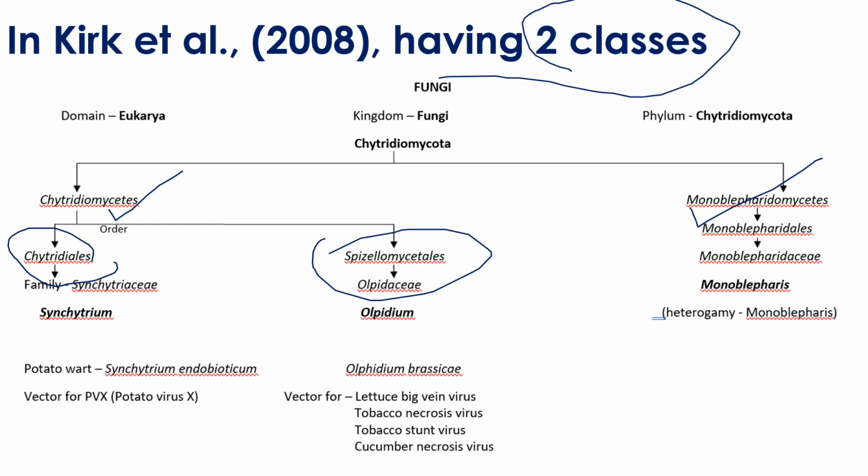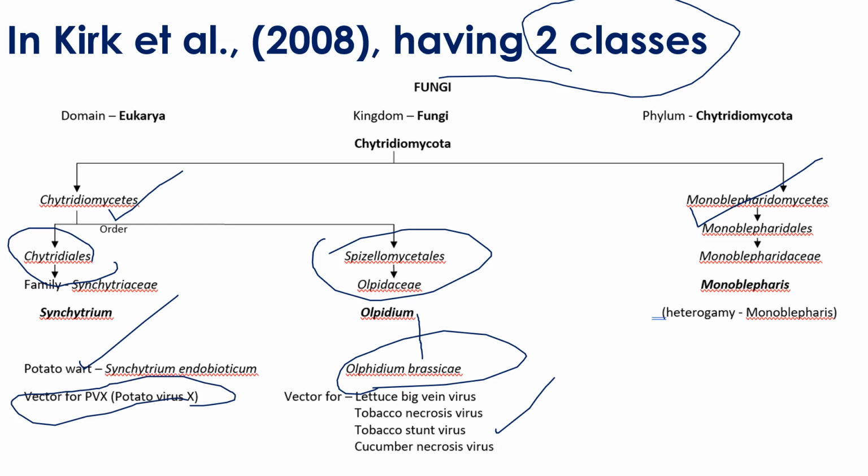Among the Chytridiales, one important fungus is the potato wart pathogen, Synchytrium endobioticum. The members of Spizellomycetales, such as Olpidium brassicae, act as vectors in transmitting plant viral diseases. Not only Olpidium brassicae, but also the potato wart Synchytrium is known to be associated with plant viral diseases. Now we will see in detail about each and every class and order.